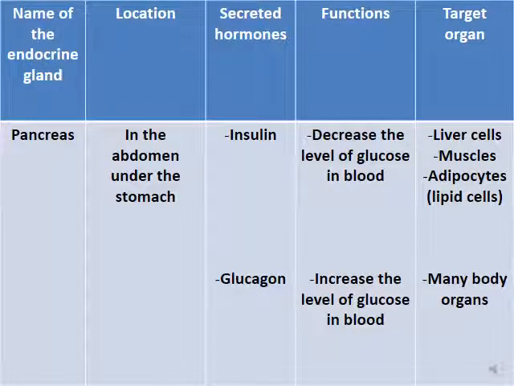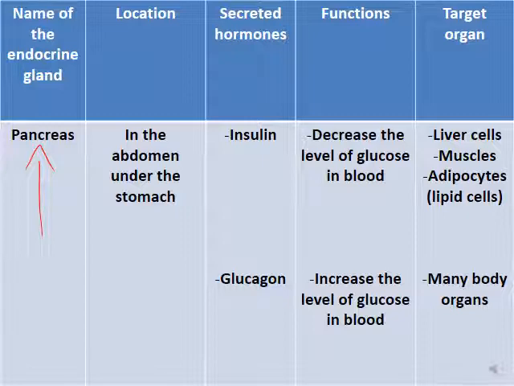Now we'll start identifying other new glands. First of all, is the pancreas. We know that the pancreas secretes the hormone insulin that has a role in regulating the level of glycemia, and we know that pancreas secretes pancreatic juice at the level of the small intestine, which is an exocrine function. So pancreas is located in the abdomen region under the stomach.